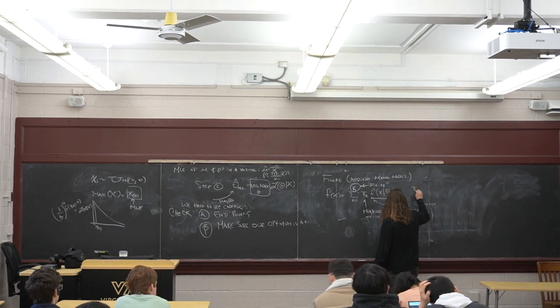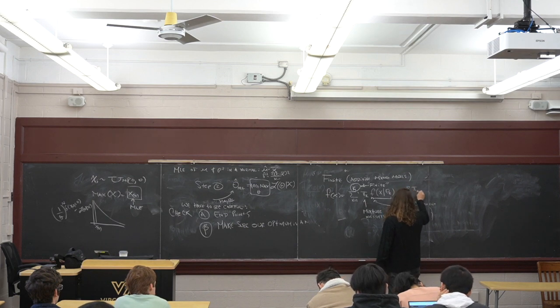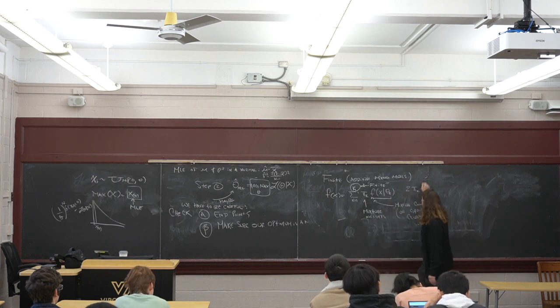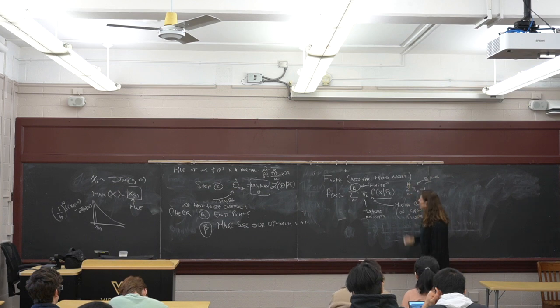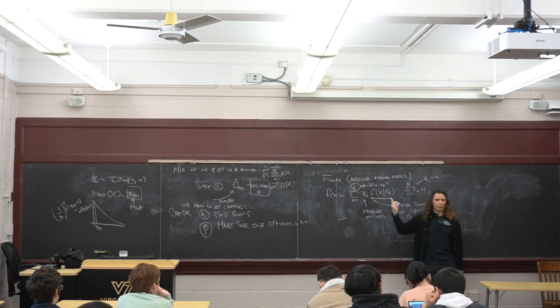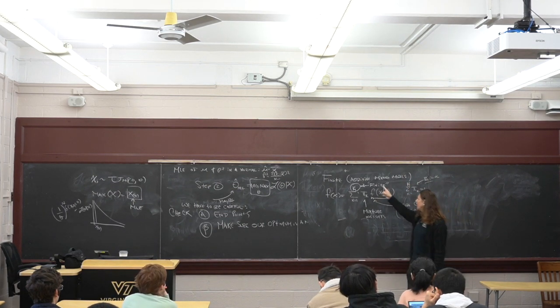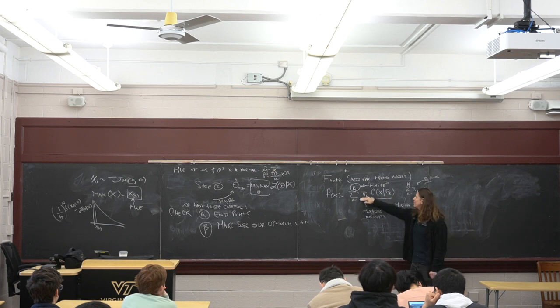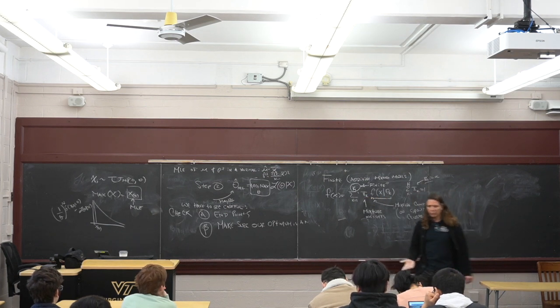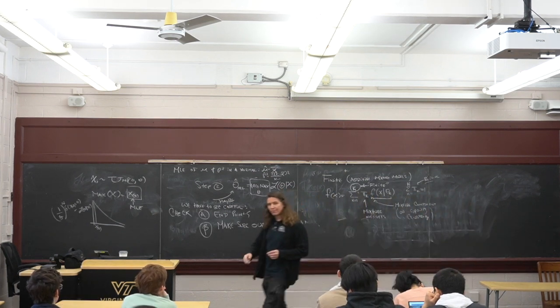So the pi k's sum up to 1, and all of these are positive. You can verify this is a distribution by integrating over it. If you integrate over these density functions, they integrate to 1. So once I integrate over that, that's 1, and then these things sum up to 1. So it's a proper distribution.